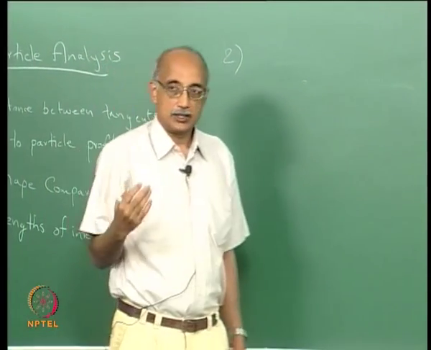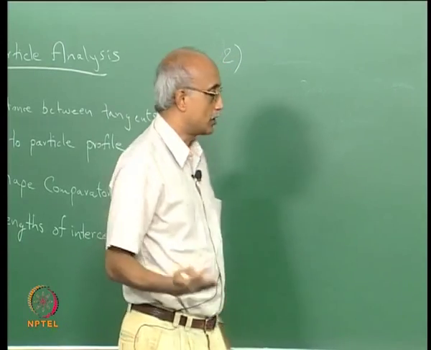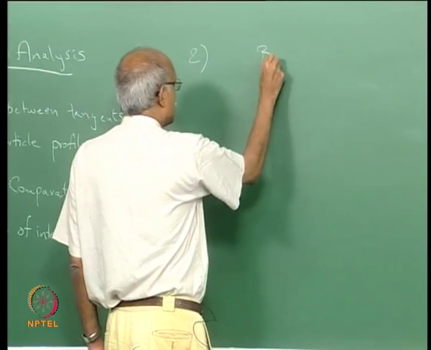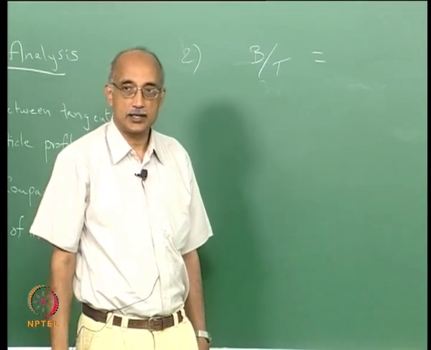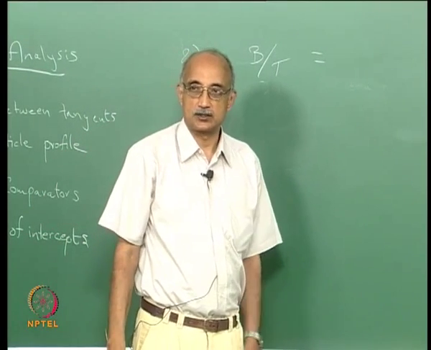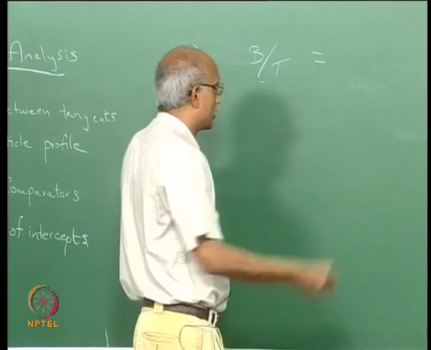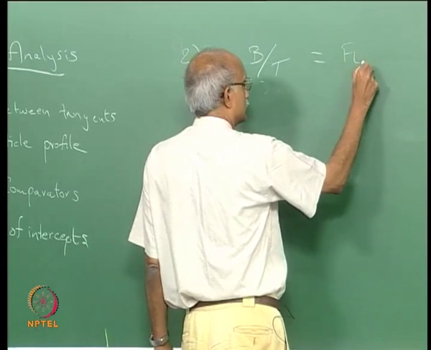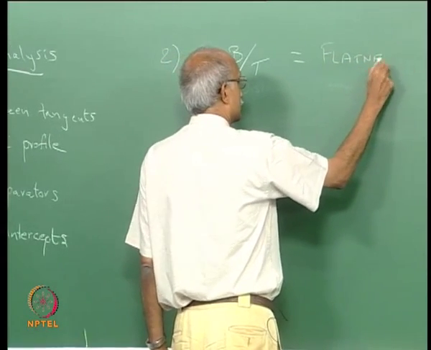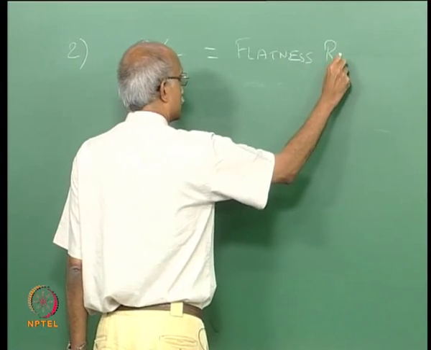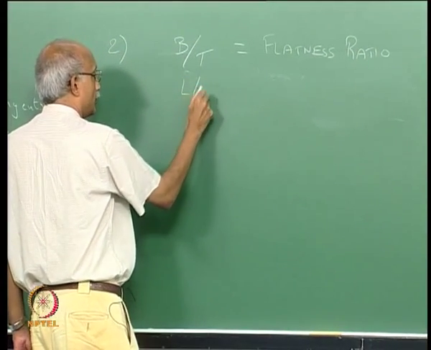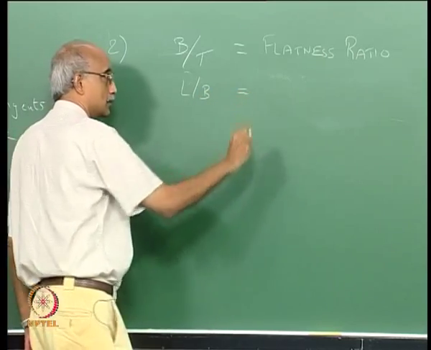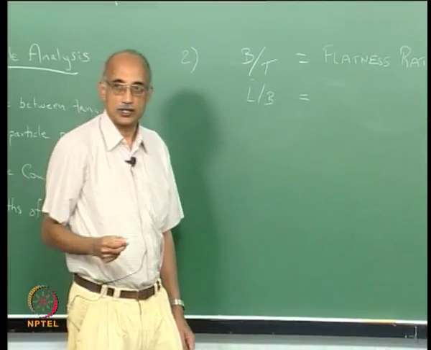Now that you have measured L, B and T, you can always take, for example, the ratio of B over T, and you would call that, what would that represent? It was called flatness ratio. And similarly, L over B was called elongation ratio.